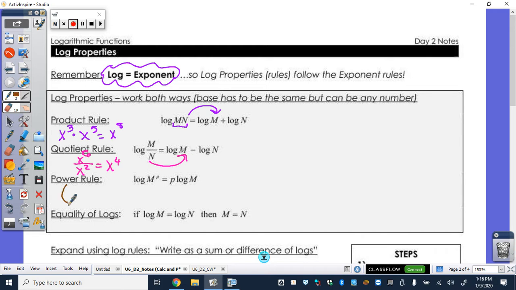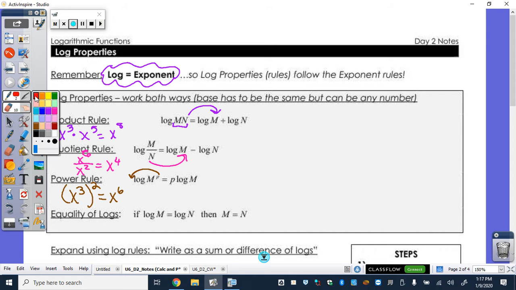Our power to a power rule. So if you had two exponents on one thing, so x to the 3rd and then to the 2nd, you'd multiply them. So we got x to the 6th. Same thing happens here, but what we do is we move our exponent in front of the word log, and then we multiply them. So it would be the exponent times log of whatever. So you're multiplying your two exponents. You have exponent times exponent.